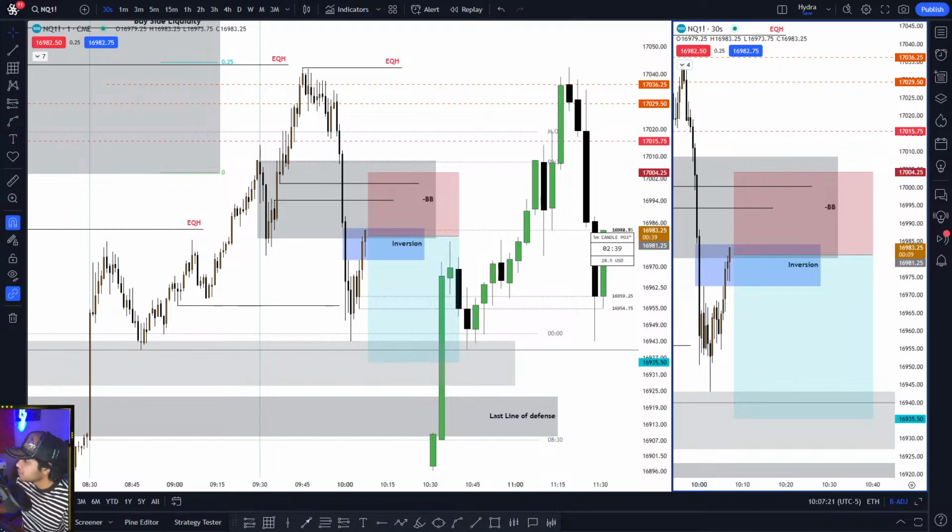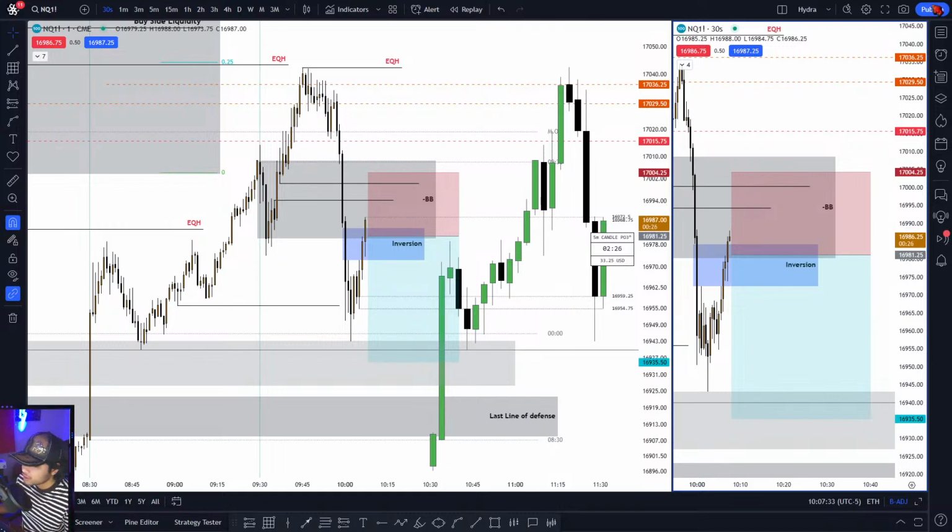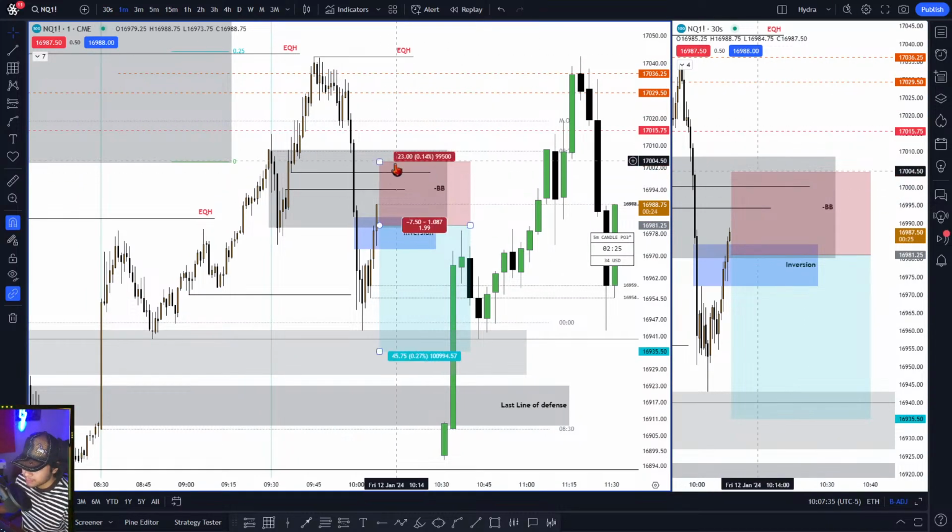And the risk that I'm going with is 0.5% of my account, so it's not gonna affect me. Usually I risk like 1% on my live account, but not today.